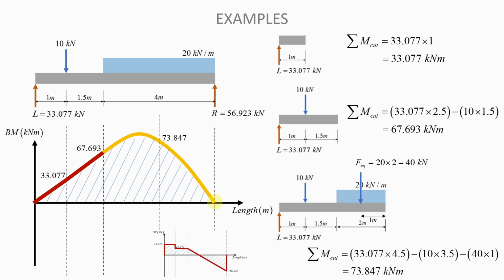It's important to shade because when you don't do that, you lose 1 mark in your exam. So always remember to shade between your bending moment graph and the horizontal axis. It is always done that way in engineering.